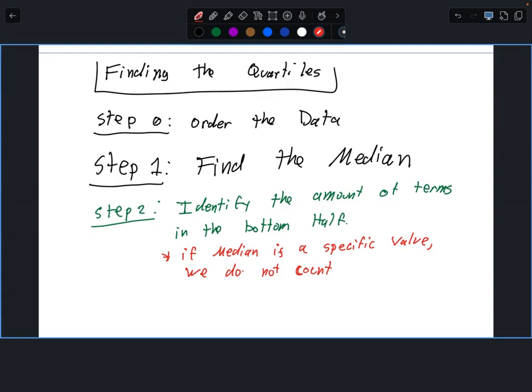Does that make sense? Let's say there's 8 terms. 8 plus 1 is 9. 9 divided by 2 is 4.5. So the median was the average of those 2. How many terms in the bottom half? 4, because it didn't land on a specific number. So 4.5 means there's 4 in the bottom, 4 in the top.